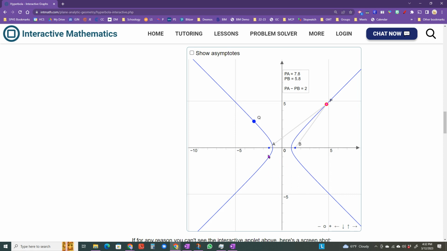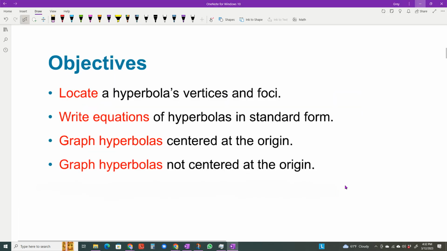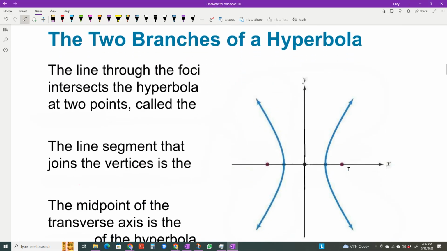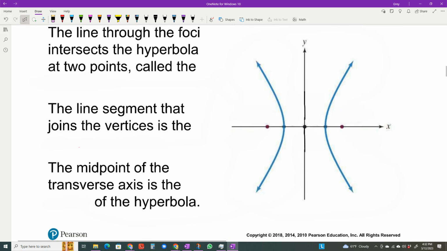And as I mentioned in the ellipse lesson, these two fixed points, which we called foci, are always inside the curve. So this is the curve of my hyperbola, and those are the foci. Those curves are called the branches. When the branches cross the axis, the line through the foci that intersects the hyperbola at 2 points, those points are called the vertices. So where the branches cross that axis, those are your vertices.